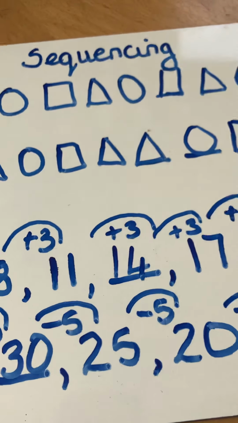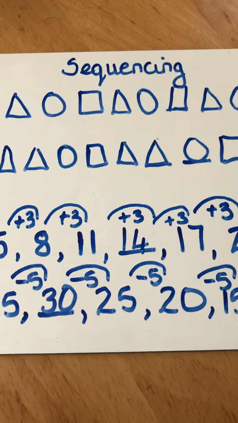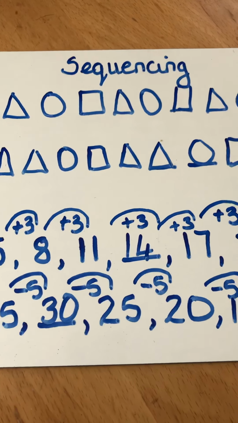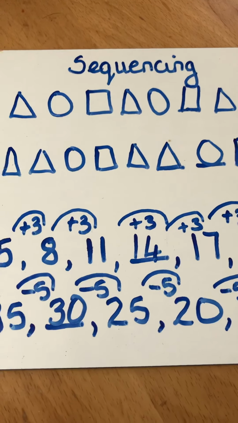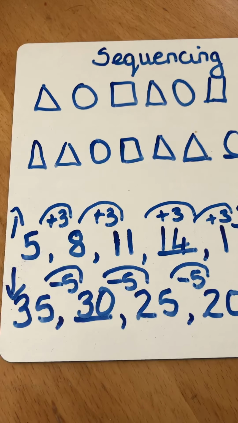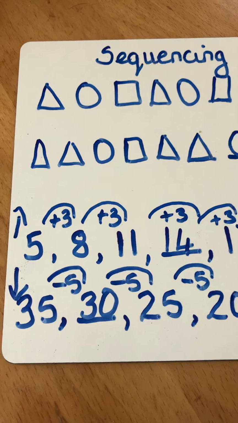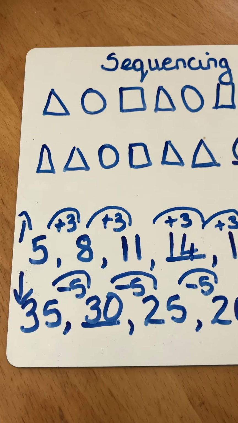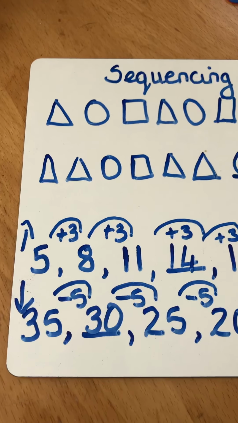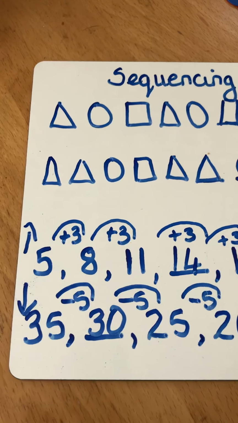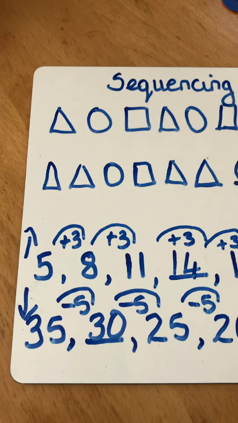Now it's your turn. You are going to be creating sequences of your own in your book. You can do some with shapes, do some with number. Make sure some increase and some decrease. Show clearly what the missing numbers are so that we can check that you've got it right. Remember to take a photo.